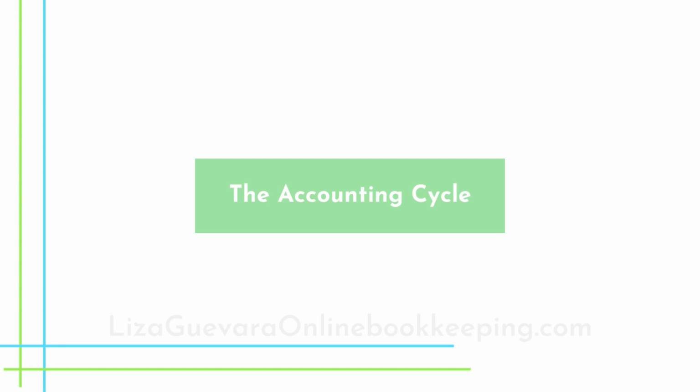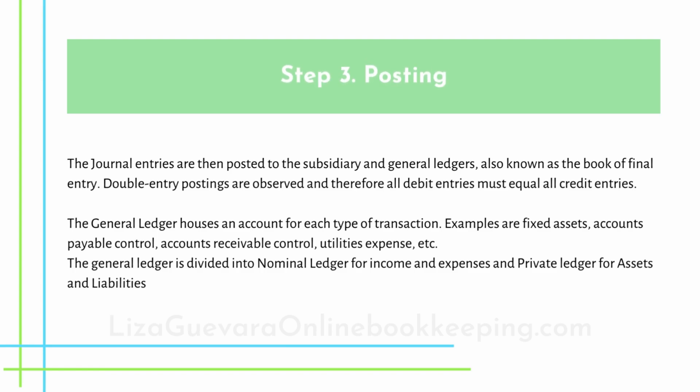So after we prepare the journal entries for the business, we are now ready to go to step 3. Okay, so step 3 is posting. So the journal entries are then posted to the subsidiary and general ledgers, also known as the book of final entry. So we are going to observe double entry postings here. And therefore all debits and credits must equal. So all your debit entries must equal all your credit entries.